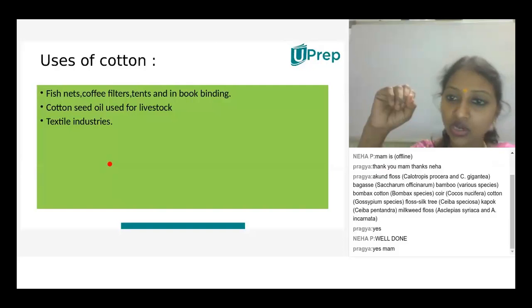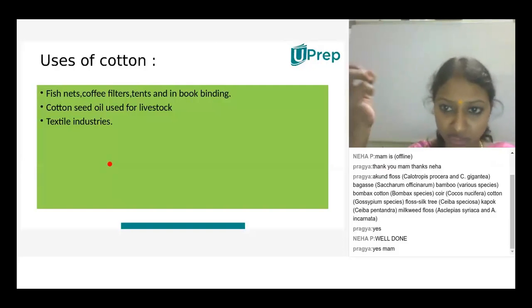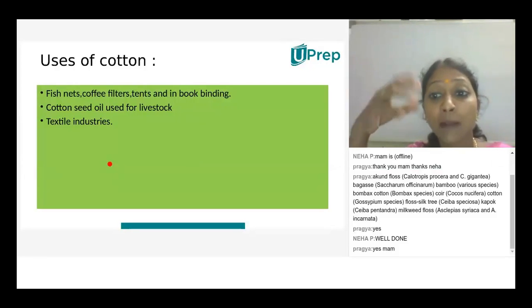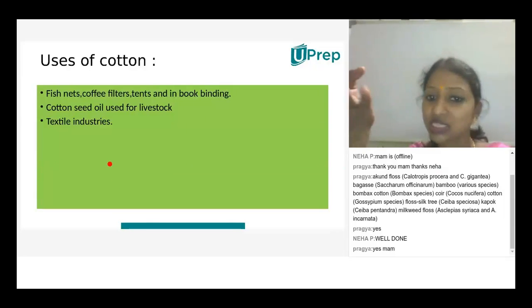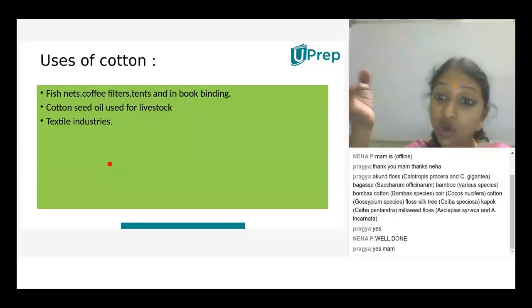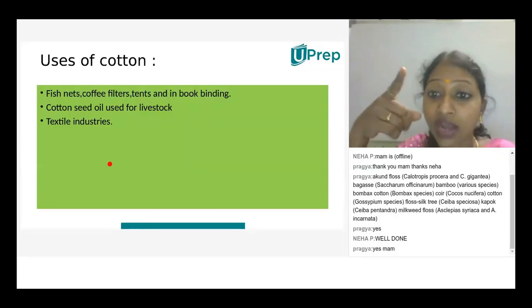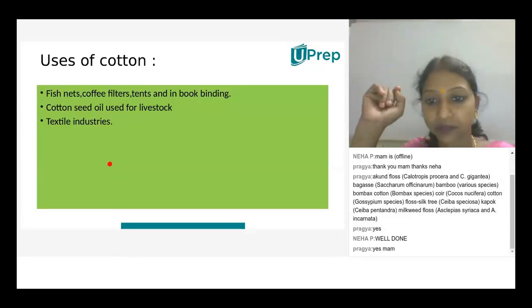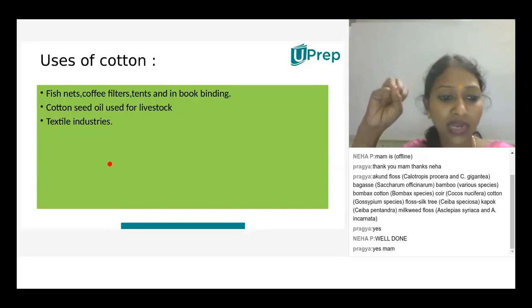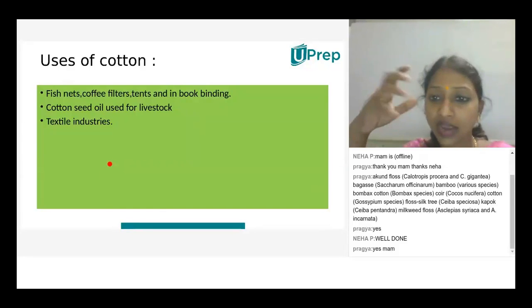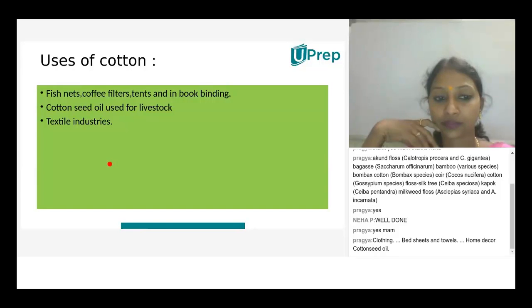Sometimes this cottonseed oil is also used for cooking purposes, like vegetable oil, and especially in Ayurvedic medicines, we'll go with this cottonseed oil. Understood, children? Otherwise, this cottonseed oil is very good for livestock, for the cattle. It is given to the cattle so that they are very strong. Cottonseed oil gives more strength to the cattle.